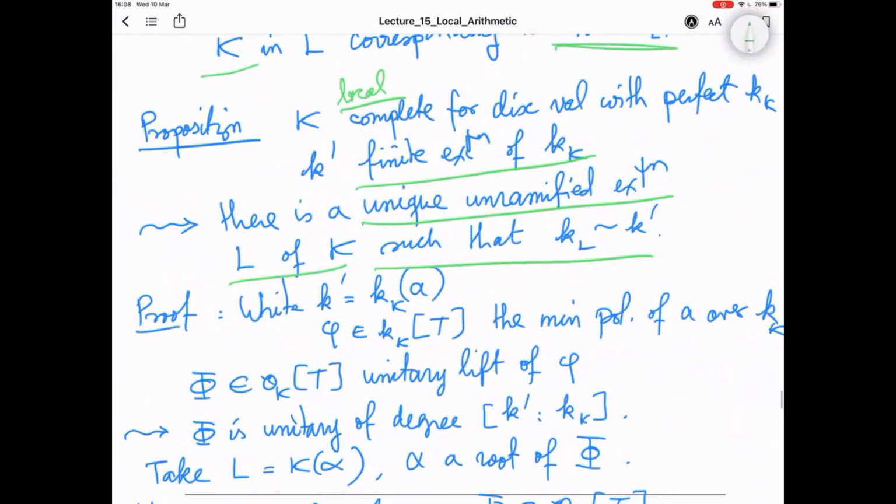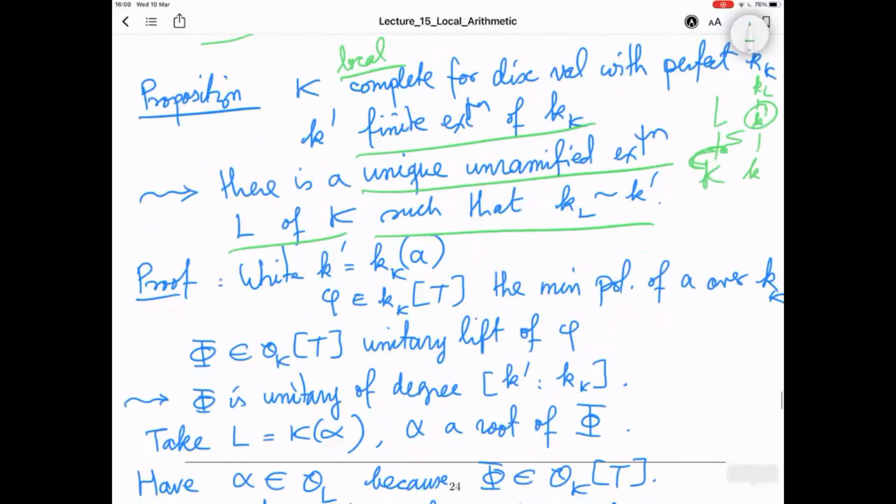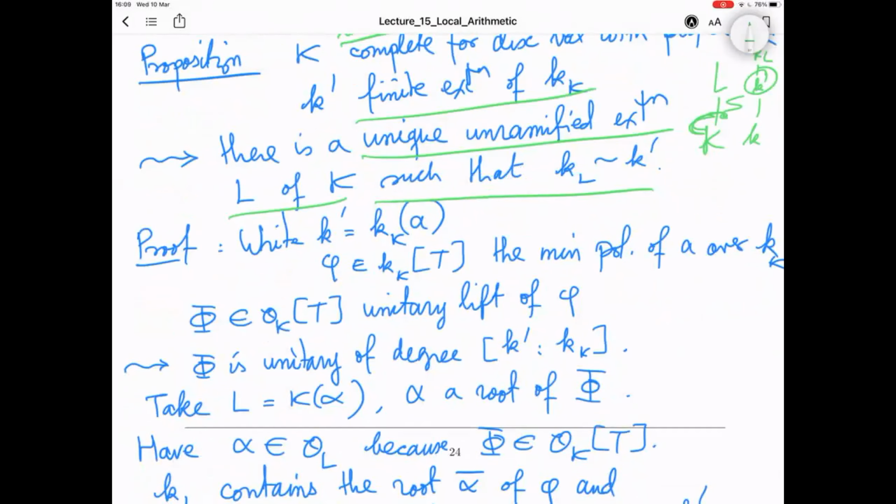So the difference between this and what has gone before is that earlier you were given K and some extension L, and then you were taking some intermediate extension and then finding an unramified extension of K with this as the residue field. Here, you're not given any extension to begin with. You're given a field K, you have its residue field, and then you're given K prime, and you have to find something whose residue field is K prime, and which is an extension of the local field K.